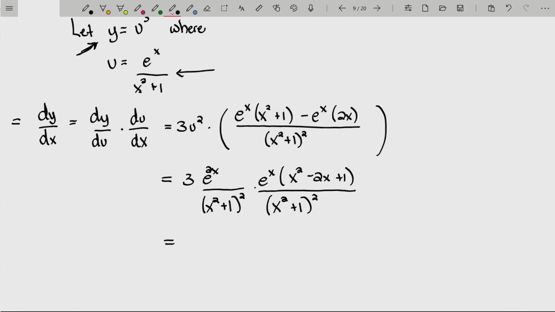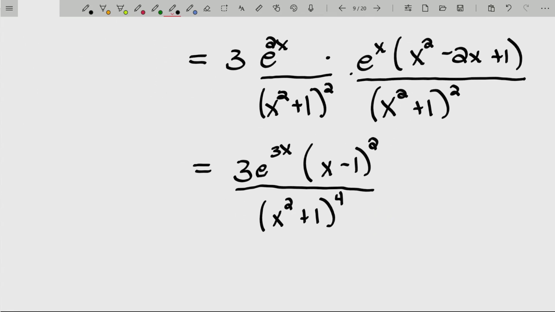And factoring further, we get that to be 3. These two e to the x's upstairs are multiplying, so that's e to the 3x. And like I said, this factors to x minus 1 quantity squared, all over x squared plus 1 quantity to the 4th. And that's actually as good as it gets. Doesn't get any better than that. But you are expected to simplify as much as possible unless otherwise stated.